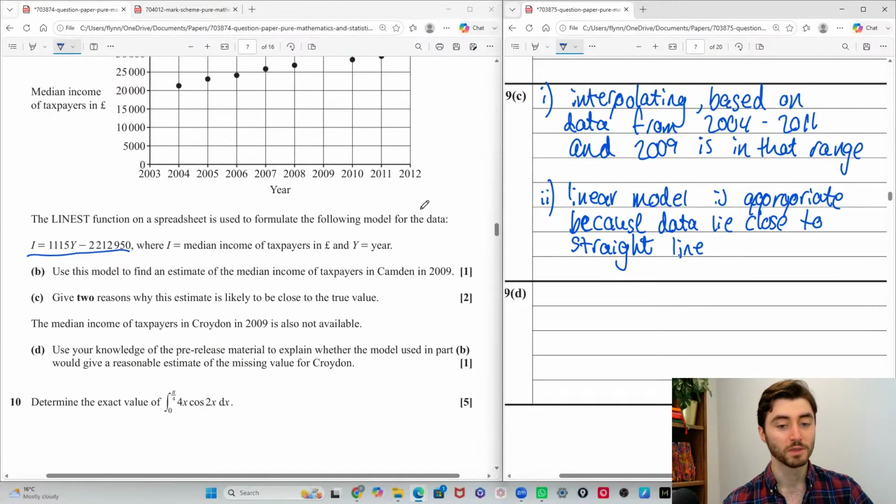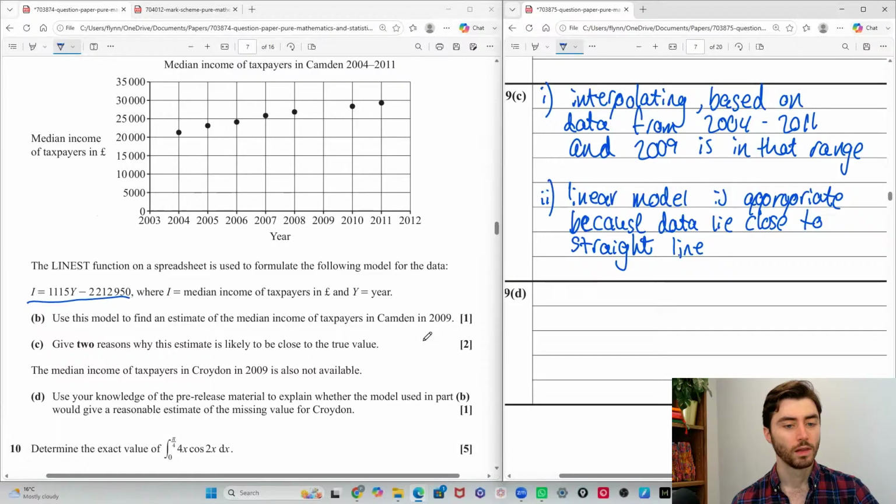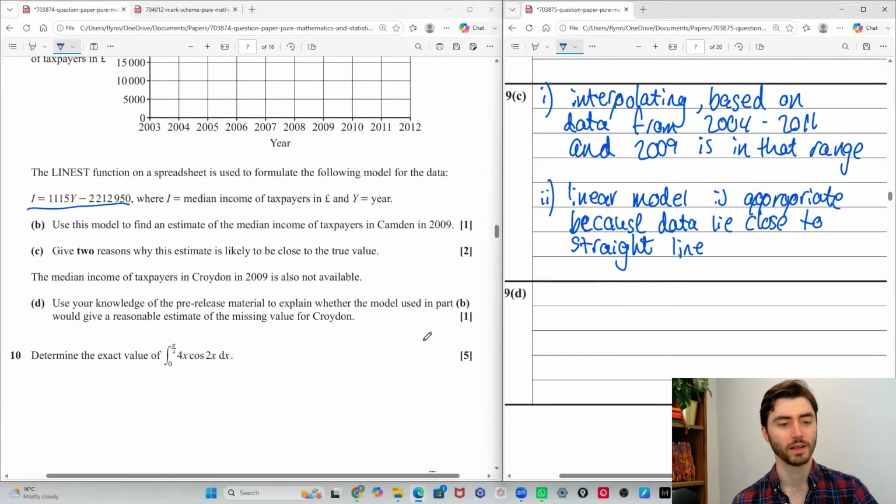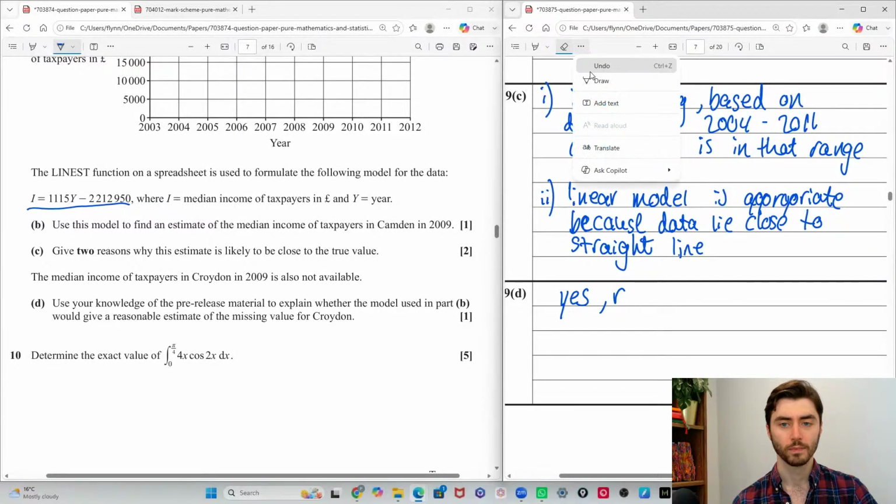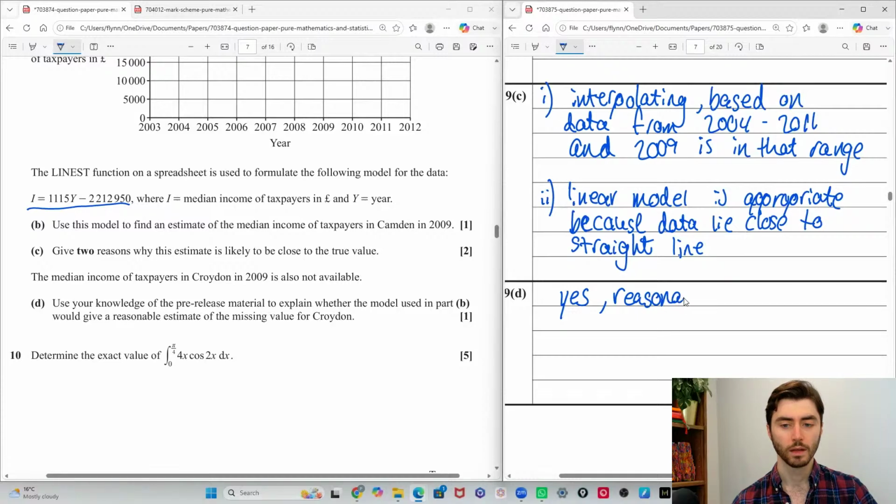So use your knowledge of the pre-release material. Good luck me. I know the Edexcel one, and you should know your pre-release material for your specific board. Whether the model used in Part B would give a reasonable estimate. I have no idea what they're talking about here. I'm going to say yes, it's a reasonable estimate. Let's just make something up. Unless we're supposed to know that.